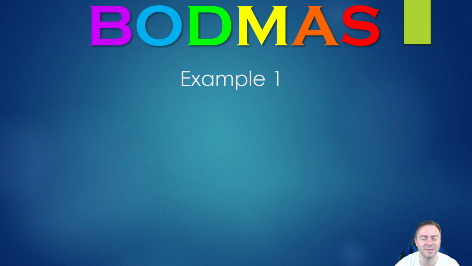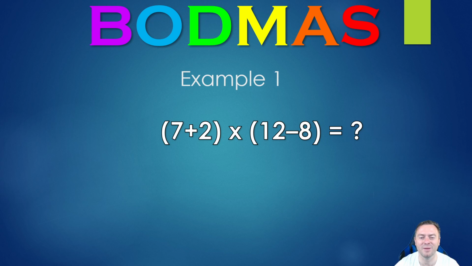Cool. So the first example I'd like for you to have a go, and just pause the video here, is have a go and see if you can apply BODMAS to this and solve it. Great, awesome. So hopefully you've had a go. So you should have gone 7 plus 2 and then timesing it by 12 minus 8, all wrapped up in brackets. So the first thing we always do is what's inside the brackets.